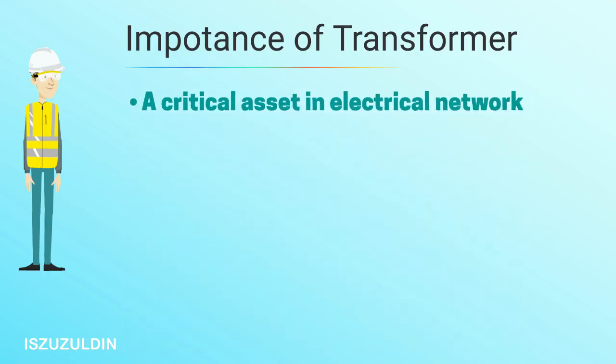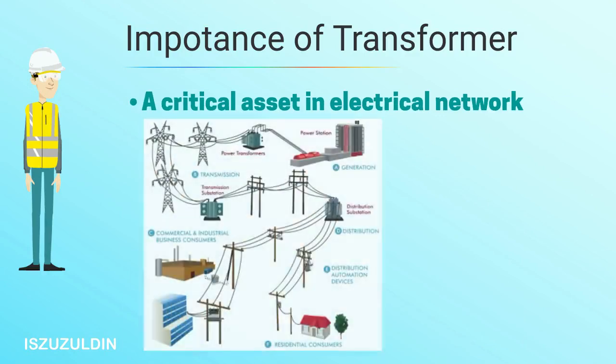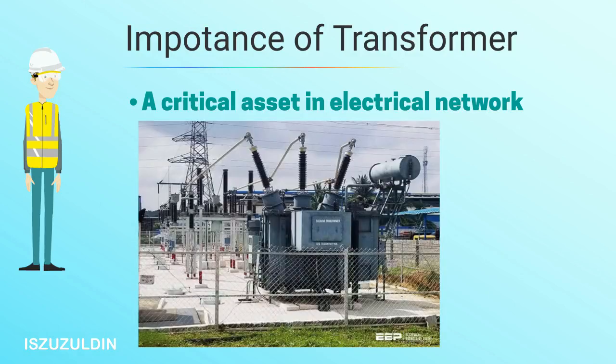The last important point is a critical asset in the electrical network. Transformers are one of the essential components of the electrical grid. Transformers are the most critical equipment in terms of generation, transmission, and distribution network equipment. If it does not operate, we will not get electricity from the power plant to the consumer.